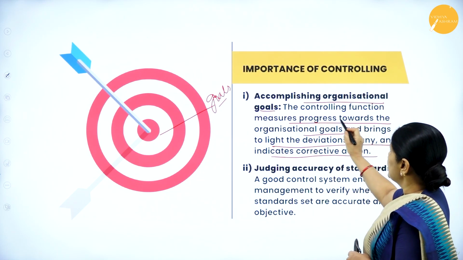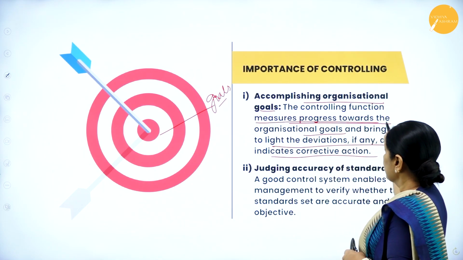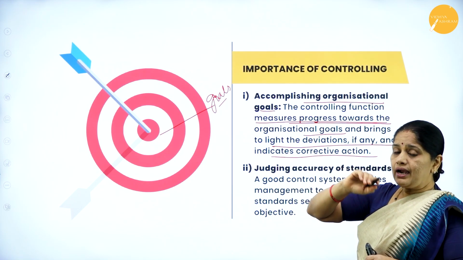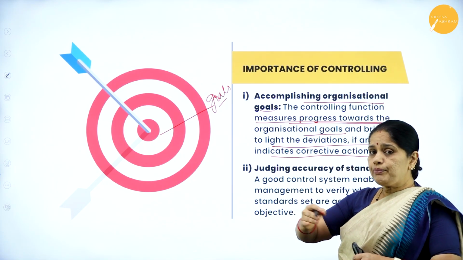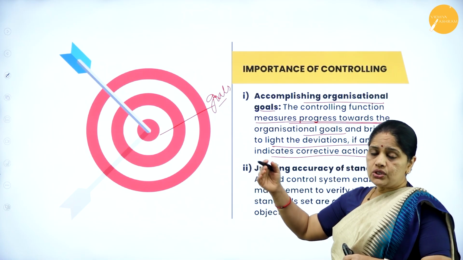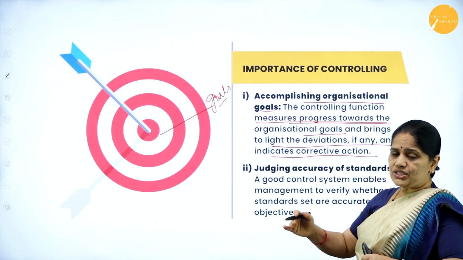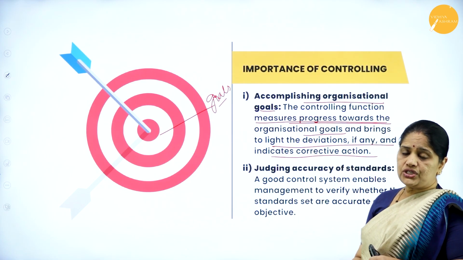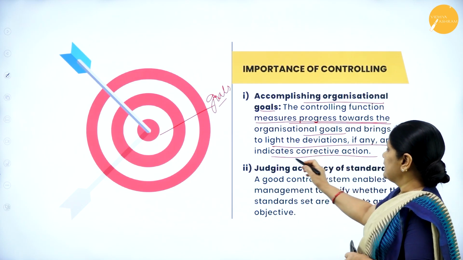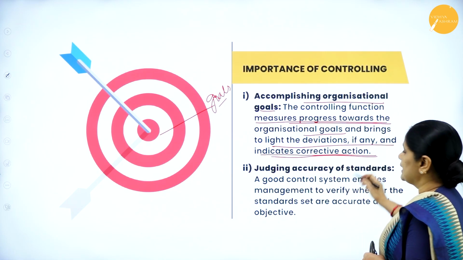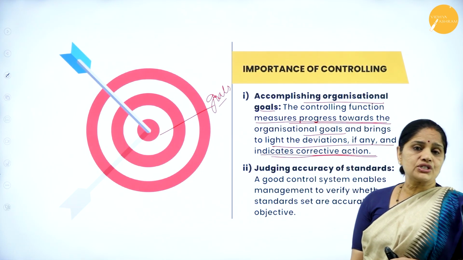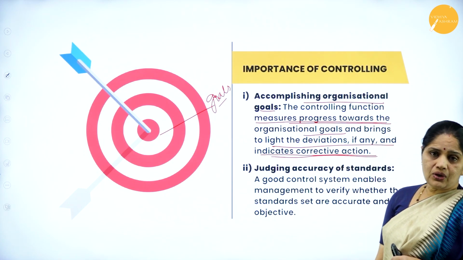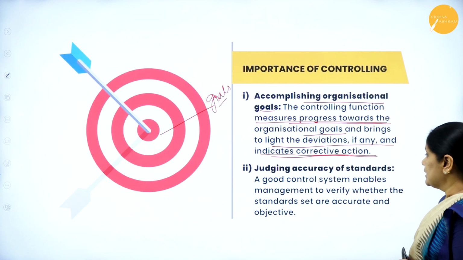So it measures the progress towards the organizational goals. So what is the goal of the organization and what is the progress? How are we progressing towards the goal? So this controlling will measure how far we are from the goal, and if there are any deviations, it will bring to light and it will ensure that corrective action is taken on time. So in this way, we can ensure that the organizational goals are reached on time.